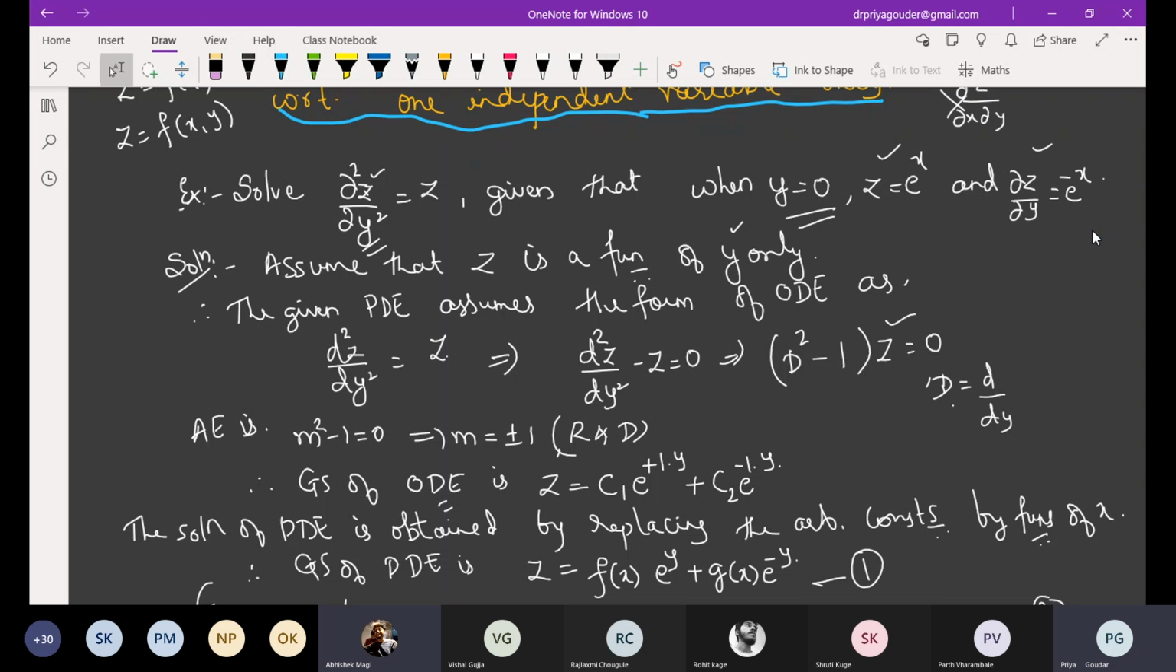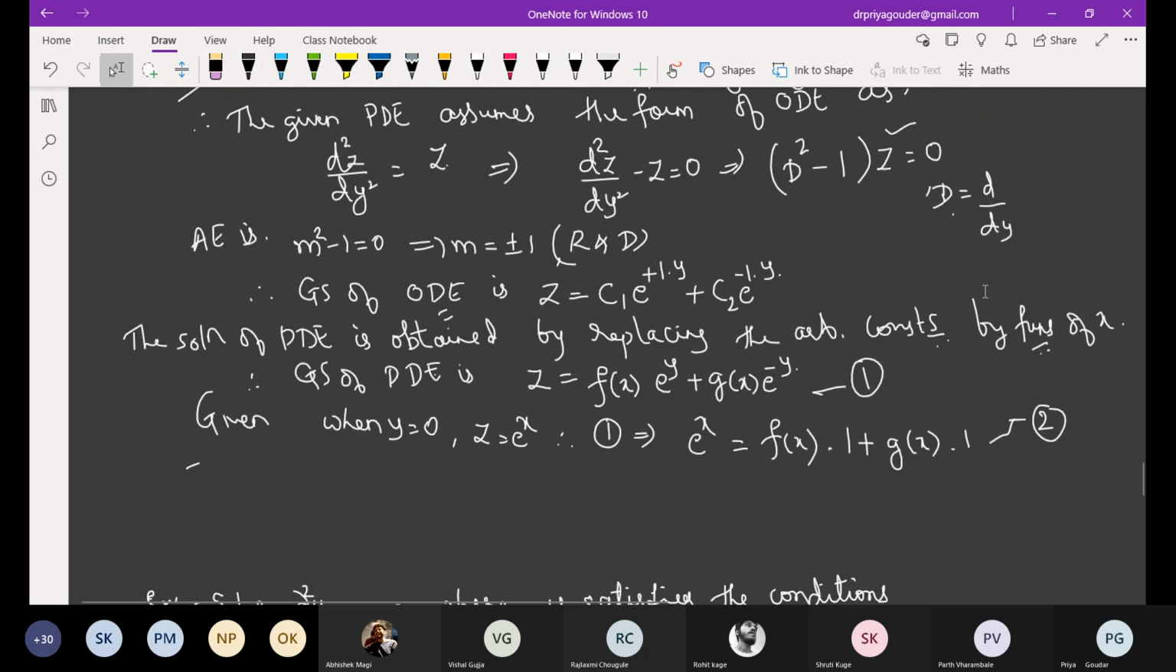No, ma'am, because we don't know what dou z by dou y is. How to obtain it? Partial differentiation of z with respect to y only, because the condition is dou z by dou y. So let us do it. So dou z by dou y is equal to, here, whether it is product rule or direct? Direct, because it is partial differentiation, isn't it?